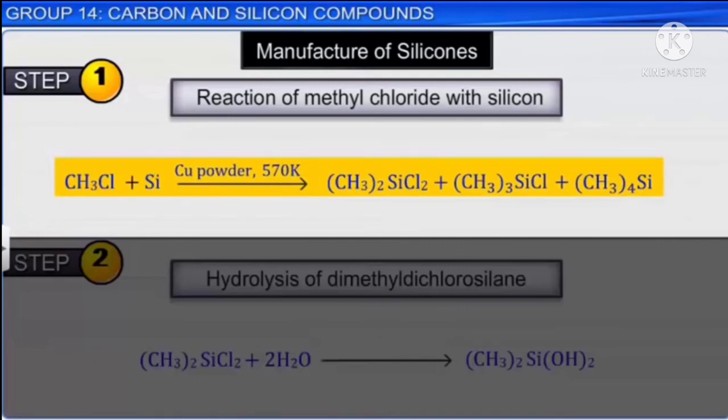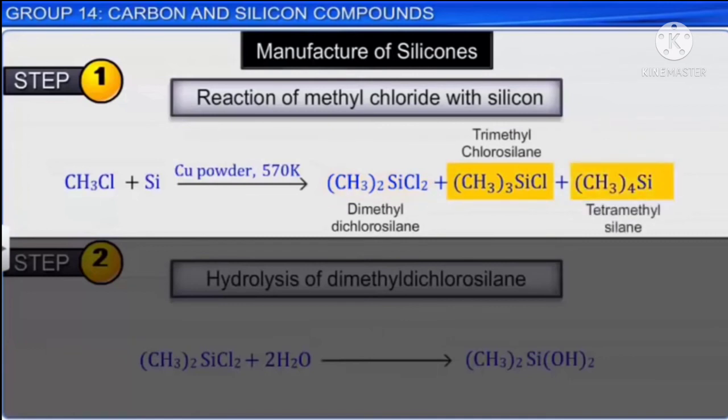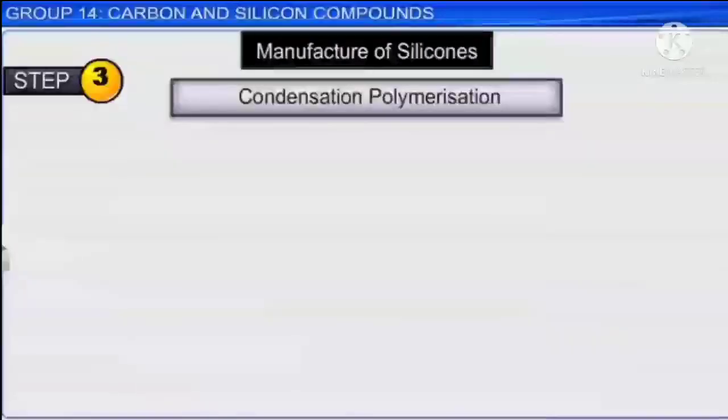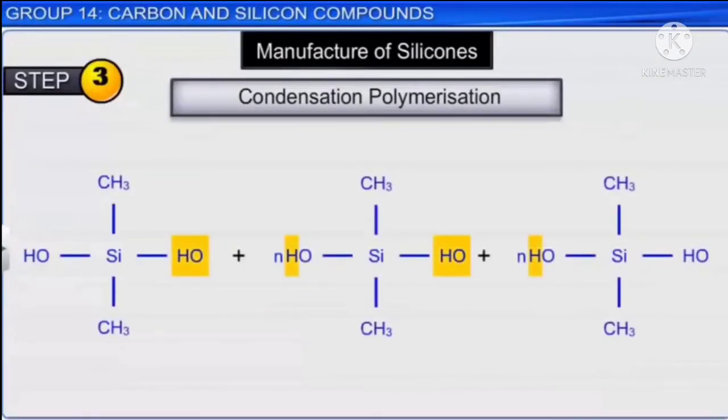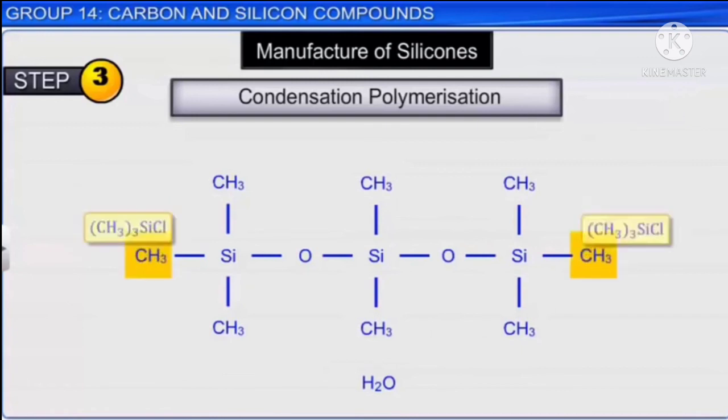In addition to the dimethyl dichlorosilane shown here, trimethylchlorosilane and tetramethylsilanes may also be produced in small amounts. Next, the dimethyl dichlorosilane is hydrolyzed, as shown in the reaction. Finally, the straight-chain polymer is formed by condensation reactions. To control the length of the polymer, adding trimethylchlorosilane blocks ends the chains.